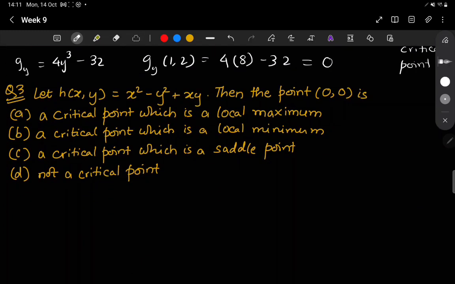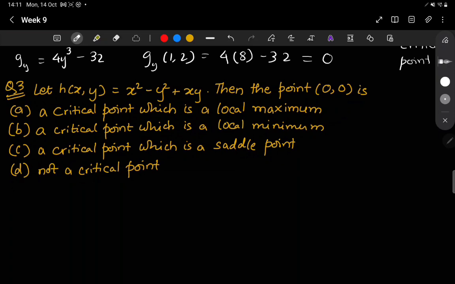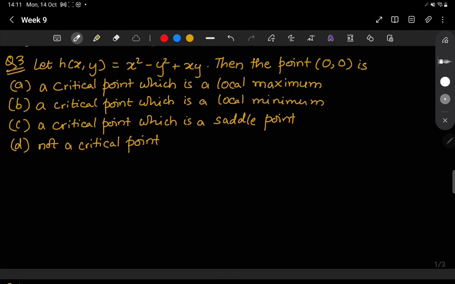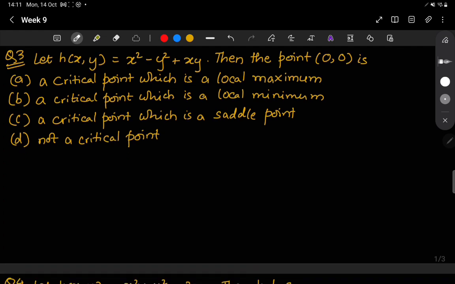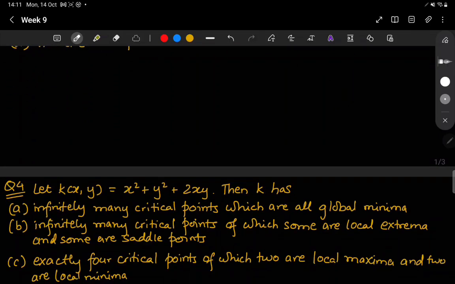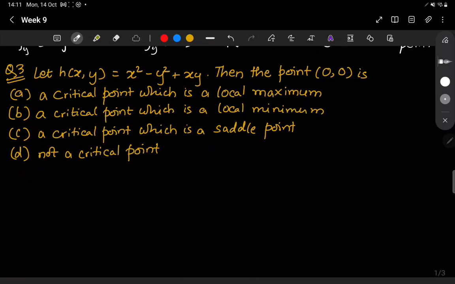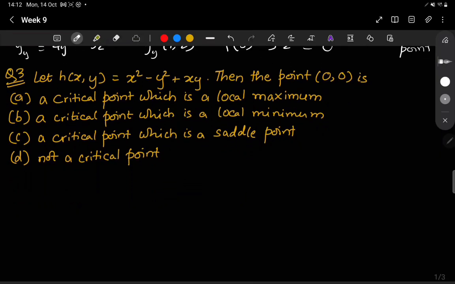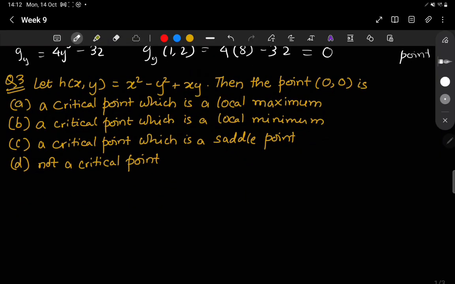Moving ahead, let h(x, y) equal x squared minus y squared plus xy. Then the point (0, 0), which is the origin, is what? A critical point which is a local maximum, a critical point which is a local minimum, a critical point which is a saddle point, or not a critical point. Again, same options, and we need to evaluate based on the Hessian conditions that I wrote in the first question. So as always, I have relaunched the poll, and please try to solve it and select the correct option in the poll.